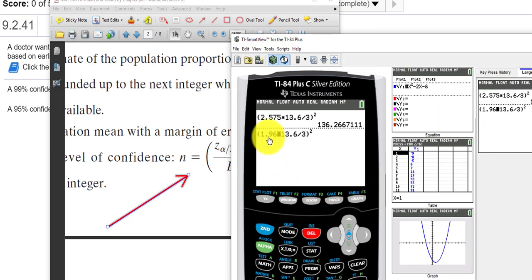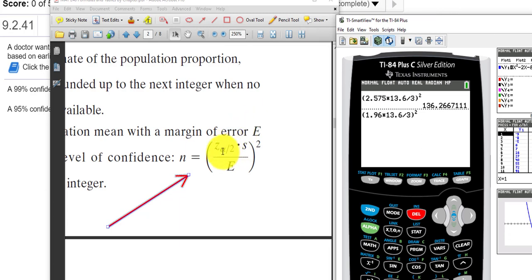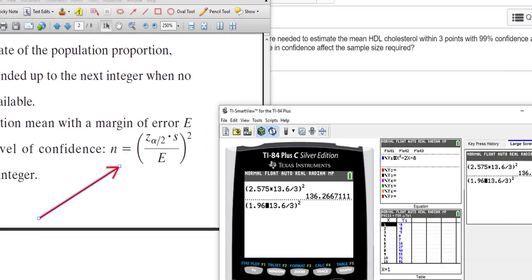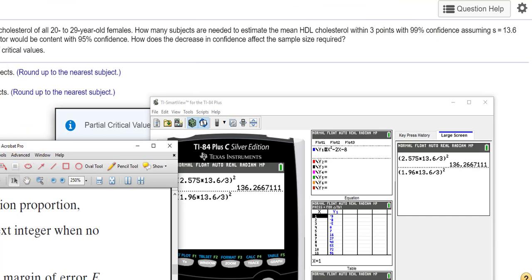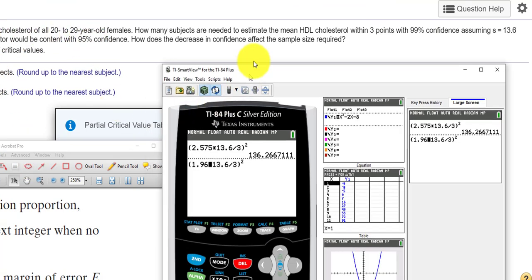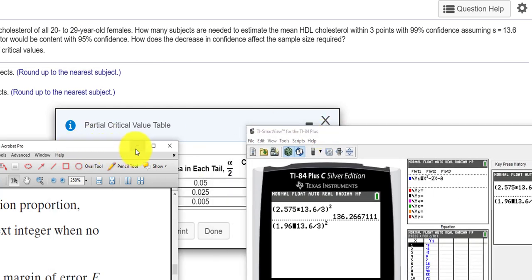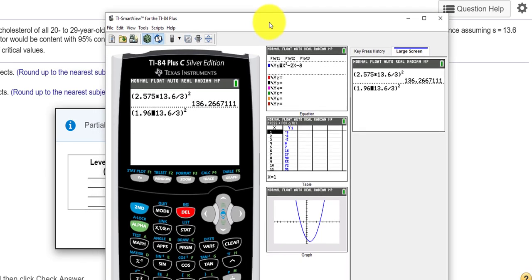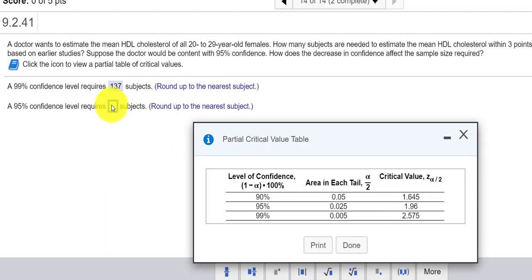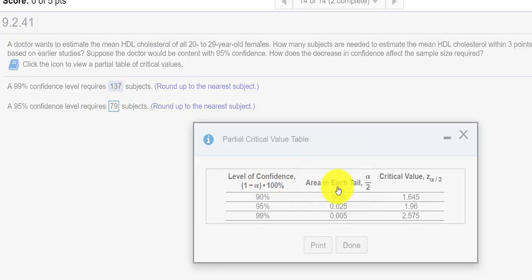So we're doing the critical value, which is 1.96, times the standard deviation, which is 13.6, divided by the error, which was 3. That was given here, right? Here's my S, my E. And instead of using a 99% confidence level, we're doing a 95% level of confidence. That's where we get the 1.96, at 95%. I press enter, and again I have to round this up to 79. I press enter, and we get the excellent.